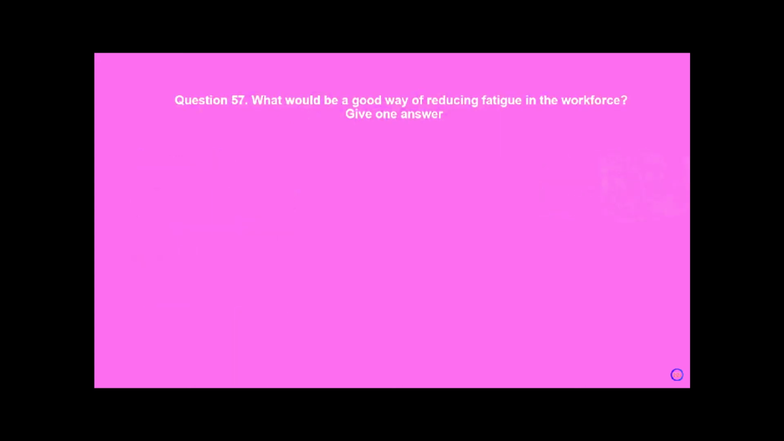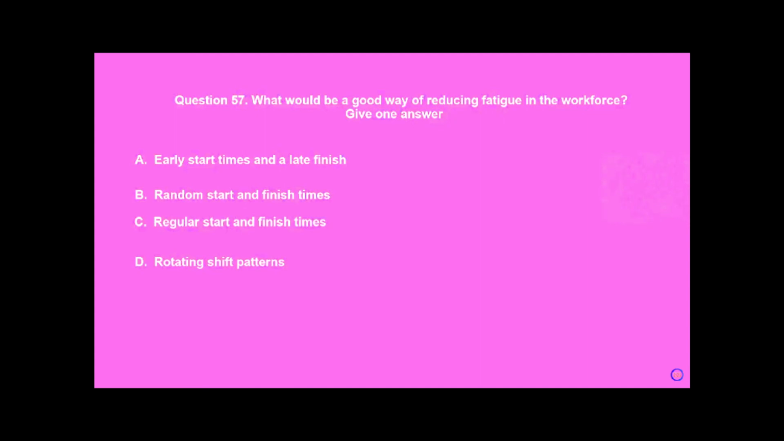Working long hours. Question 57. What would be a good way of reducing fatigue in the workforce? Give one answer. A. Early start times and a late finish. B. Random start and finish times. C. Regular start and finish times. D. Rotating shift patterns. The correct answer is C. Regular start and finish times.